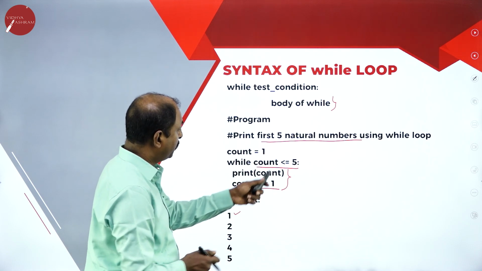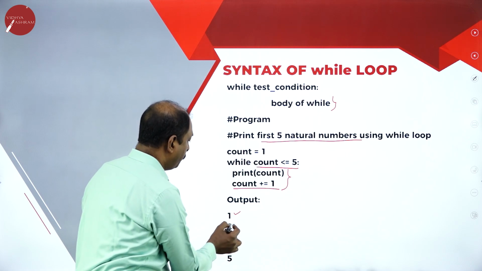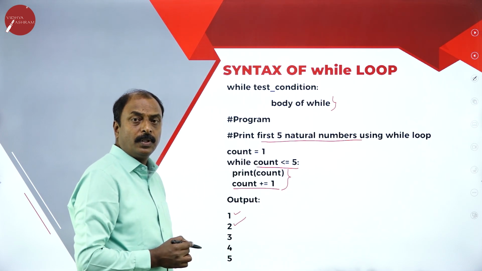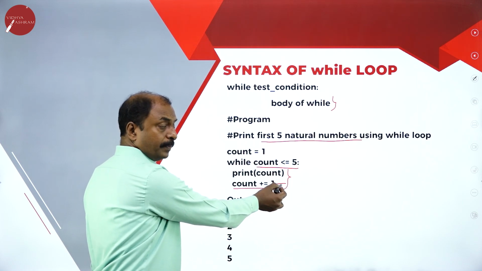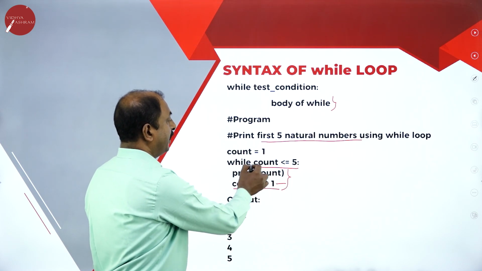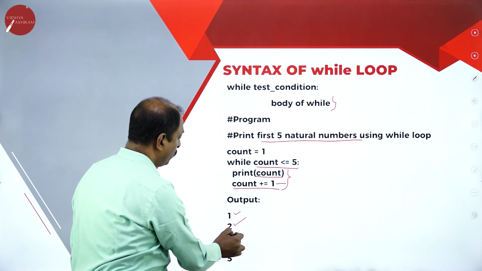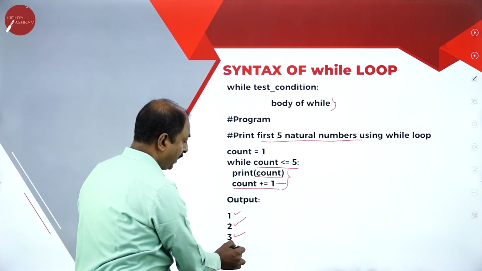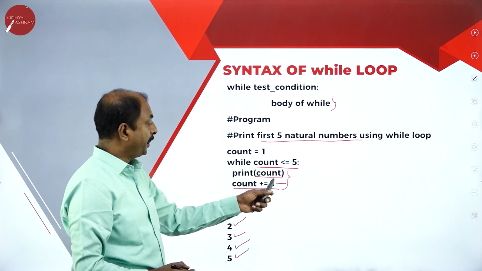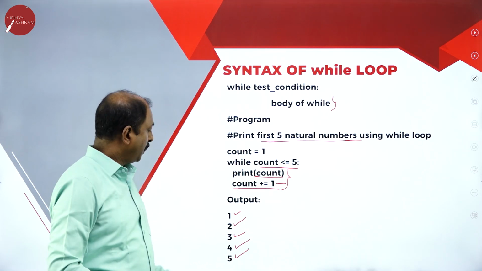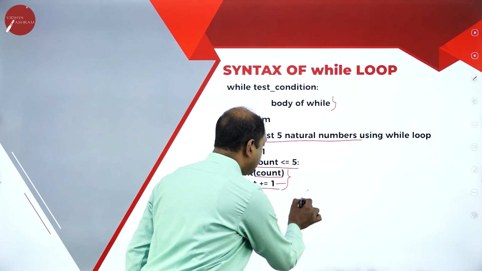It checks the condition: 2 is less than or equal to 5, the condition is true, and it prints the value 2. Then again 2 plus 1 becomes 3, 3 is less than 5, the condition is true, and it prints the value 3. Similarly for 4 and even for 5. After printing the value 5, it now increments the value of the counter by 1, so it becomes 6.